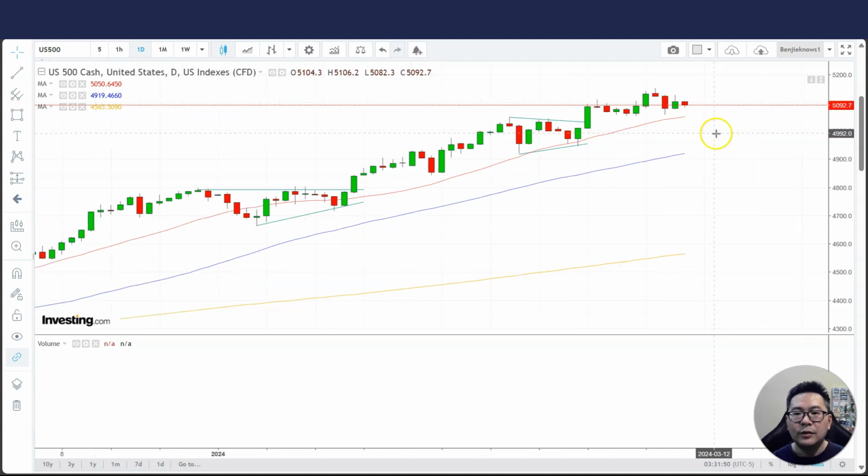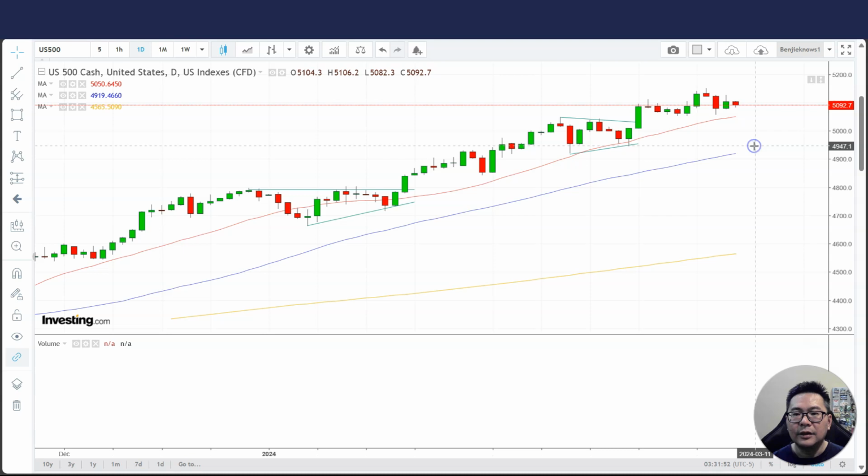So the 20 MA is important because it shows us the short-term trend, and the S&P 500 is still trading above the 20 MA. So we want to be bullish buyers and continue to wait for buyable dips and also continuation patterns. The latest one in the daily chart is this, where a triangle formed.